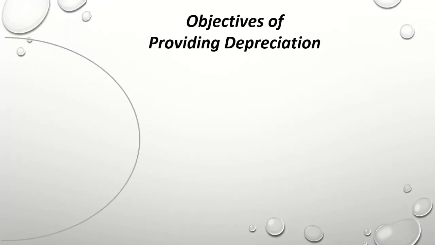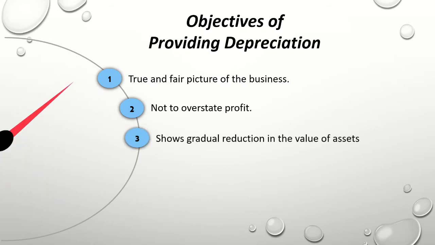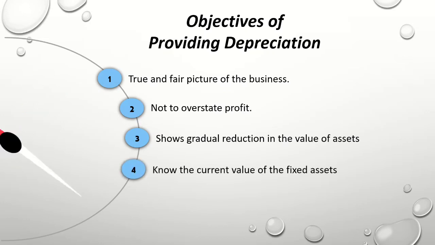Next, we'll see the objectives of providing depreciation. Depreciation presents a true and fair picture of the business. Because of depreciation, the profit is not overstated. It shows the gradual reduction in the value of assets. It helps to know the current value of fixed assets.